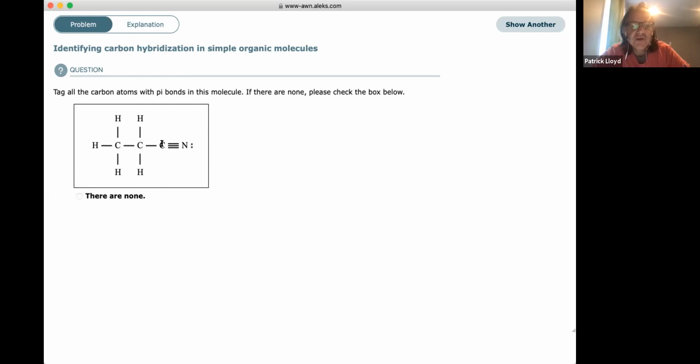But now this third carbon is very interesting. This one only has 2 surrounding atoms, so that's AX2, so that would be linear, and that would be sp. So that one right there is sp. And then finally, how many pi bonds? Looks like there are 2 pi bonds between this carbon and nitrogen, right? The first bond is sigma, the second and third are going to be pi. And there you go.